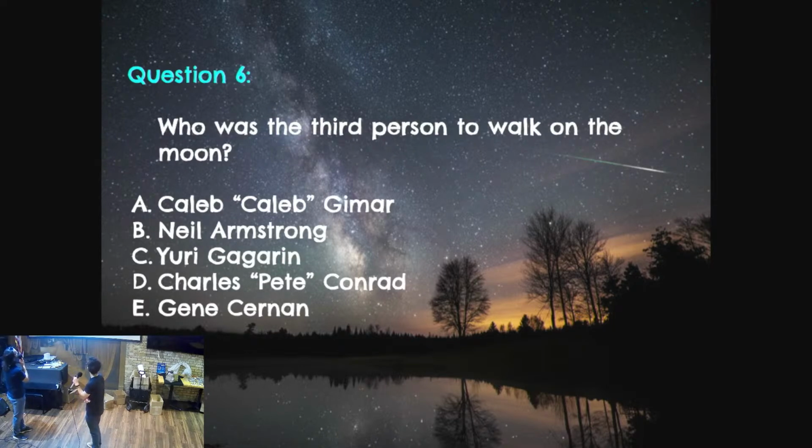Question 6. Who was the third person to walk on the moon? Not the first, not the second, but the third. Is it A, our very own Caleb Gamar? B, Neil Armstrong, C, Yuri Gagarin, D, Charles Pete Conrad, or E, Gene Cernan? Not the first, not the second, but the third. Oh yeah, Caleb Red Bull Gamar. That's true.